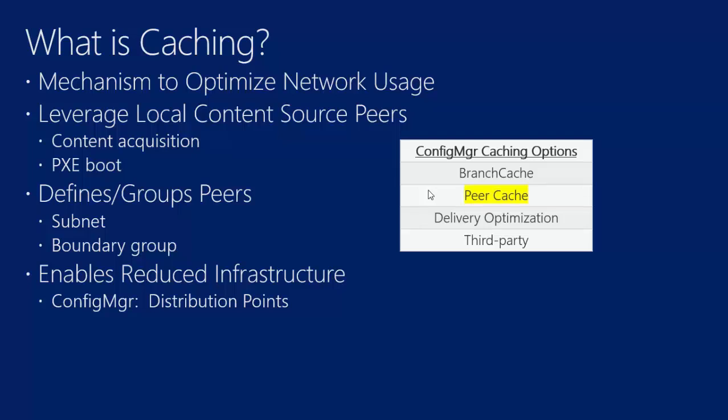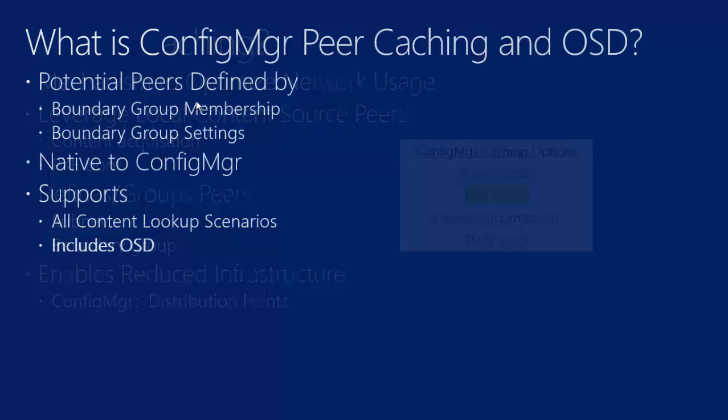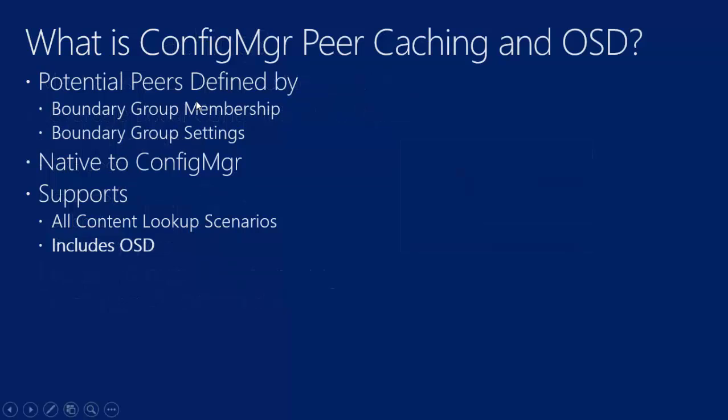And then finally, what is caching? It's a way to enable a reduced infrastructure. In Config Manager, that means fewer distribution points that you need to set up and maintain. Now turning to Config Manager, even on the previous slide I couldn't help but talk about it a little bit. Here in Config Manager, potential peers that can share content with one another are defined first by boundary group membership. If machines are in the same boundary group, then they could share content with each other.